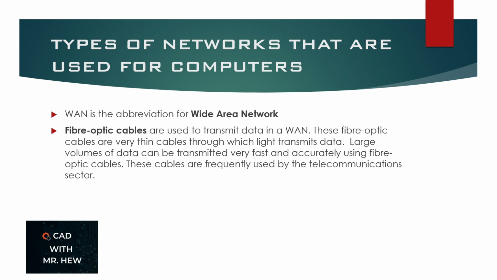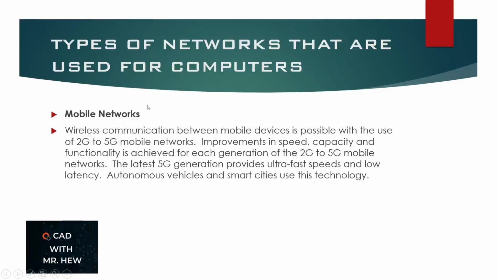Fiber optic cables are used to transmit data in a WAN. These fiber optic cables are built-in cables through which light transmits data. Large volumes of data can be transmitted very fast and accurately using fiber optic cables. These cables are frequently used by the telecommunications sector.